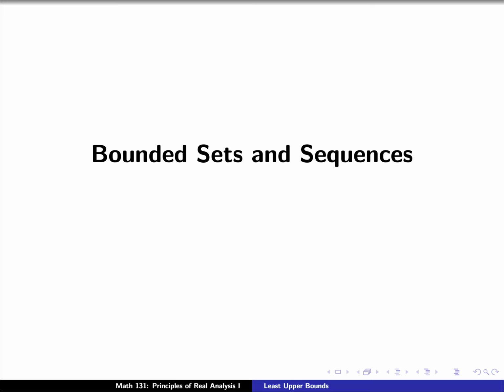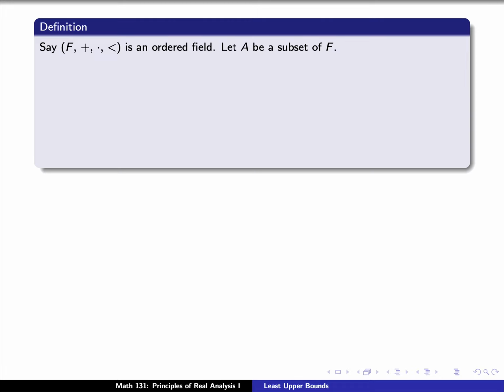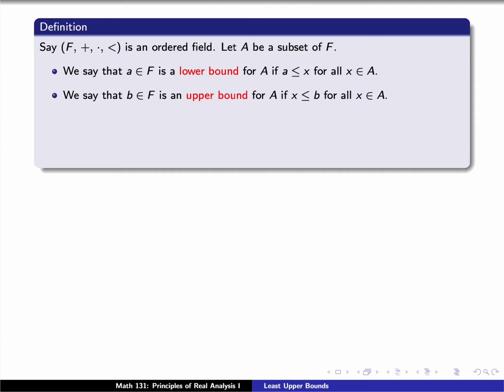We'll use all of this to introduce one last concept that we'll discuss quite a bit in the next coming lectures. Again, say that we have an ordered field, and let's let A be a subset of F. We've already seen that an element a is a lower bound for the set A if a is less than or equal to x for all x in the set A. Similarly, we'll say that an element b is an upper bound for the set A if x is less than or equal to b for all x in the set A. We'll say that our set A is bounded if it has both an upper bound and a lower bound.